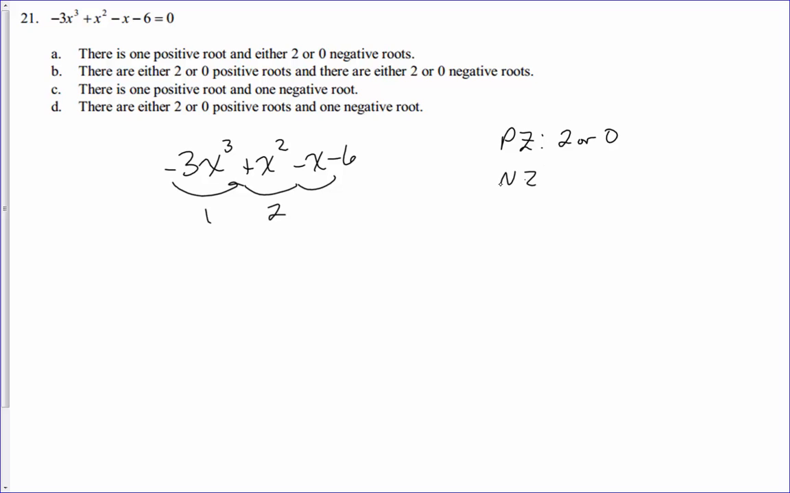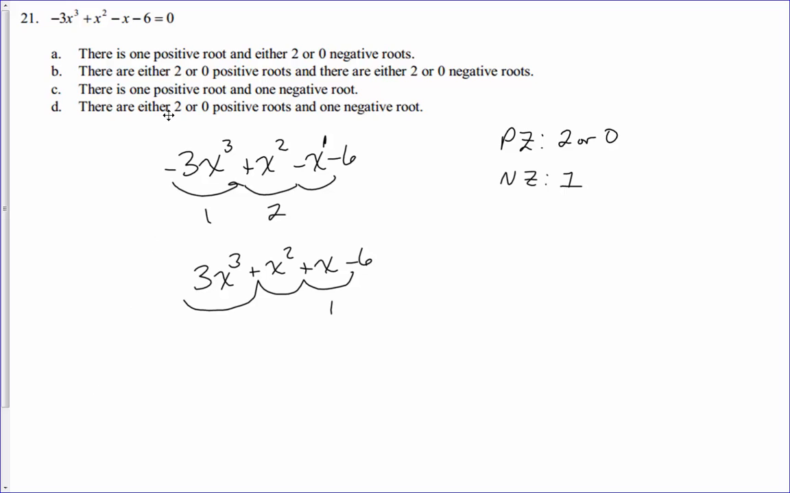Now for the negative zeros, you go through and find your odd-powered exponents, and you flip the signs. So that's going to be a positive 3x squared. That's going to stay a plus x squared. This is going to go to a positive x, and then the 6 is going to stay negative. So this goes positive, that stays positive, that goes negative. Count the sign flips again, doesn't change, there's 1. So which means we have 1 negative zero.